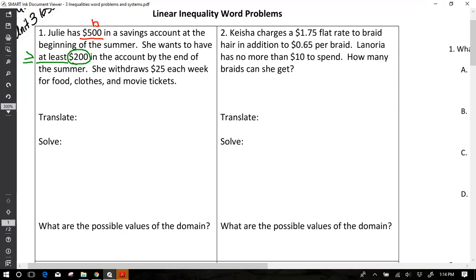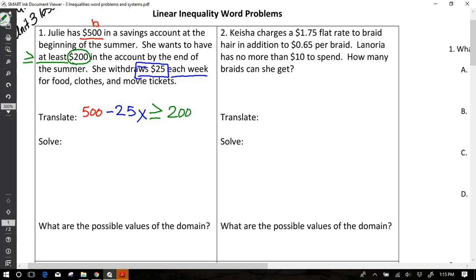She is going to withdraw. So if you're taking money out, withdrawal means minus $25 each week for food, clothes, and movie tickets. So let's translate this and write an official equation. And I can even just write it in the order that they gave it to me. So 500 minus 25, and that each week, that's my X variable. And then she wants to have at least $200. So that is my translated equation.